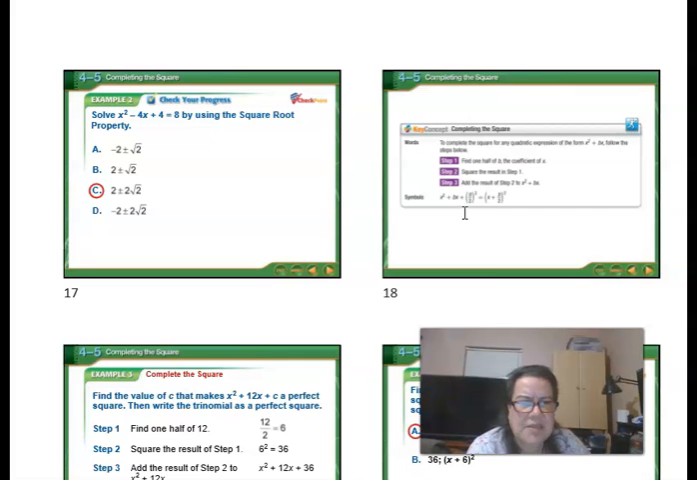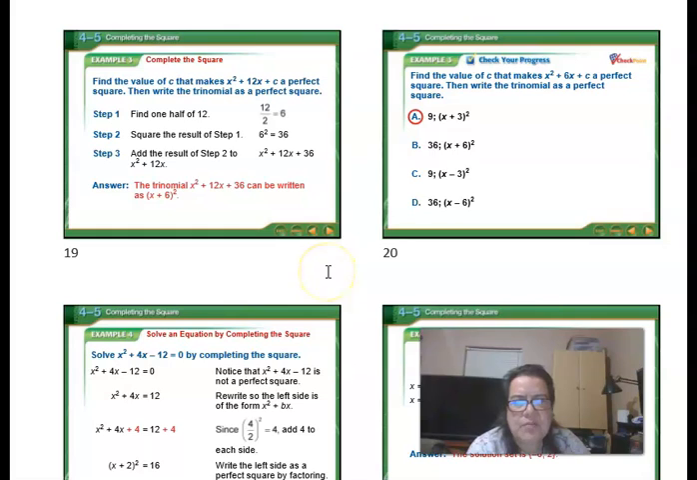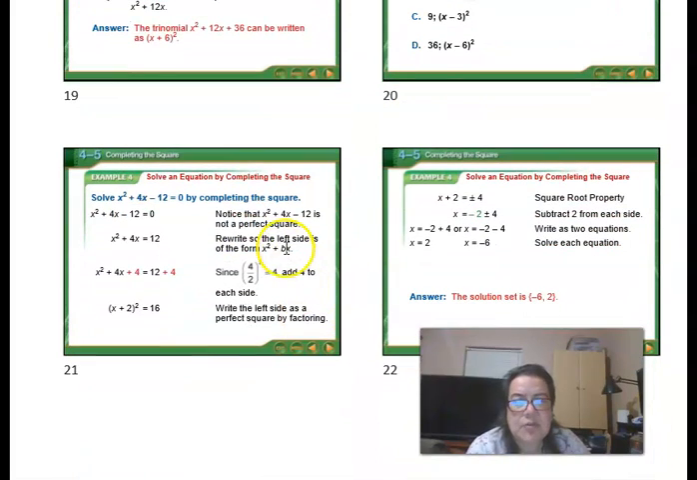And so remember what I did? I said, well, let me look at it. If I have something like this, all I do is take that number here, divide it by 2, and square it. That should give you that C that you're looking for, that number that you want to use to complete the square.